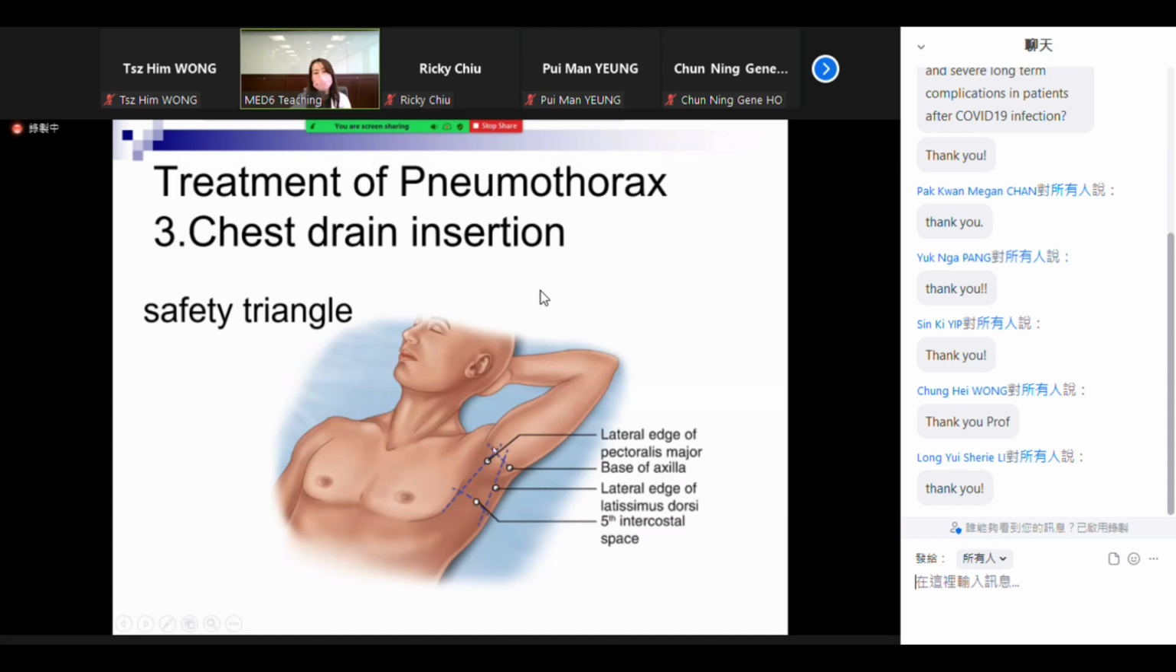The anterior border is the lateral border of pectoralis major. The posterior border is the lateral edge of latissimus dorsi. The upper edge is the base of the axilla, and the lower edge is the fifth intercostal space. So usually we can insert the chest tube within this safety triangle if there is no ultrasound or CT image guidance.